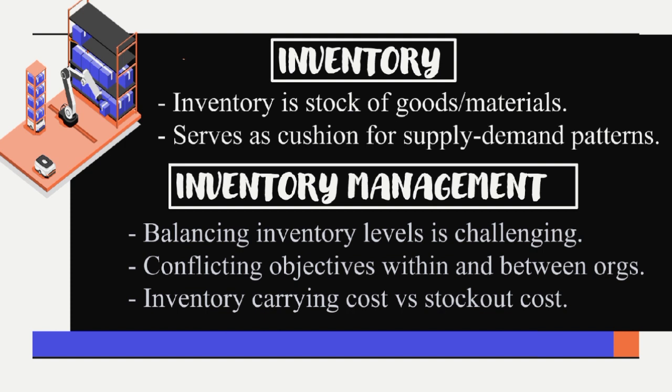Inventory management. Balancing inventory levels is challenging, and there are several reasons for it, including demand variability, supply chain disruptions, cost considerations, and many more. Also, conflicting objectives within and between organizations make inventory management more challenging. Achieving the proper balance of inventory can be quite difficult also because of the trade-offs between inventory carrying costs and stockout cost. And now, let's take a look at the video for more information.